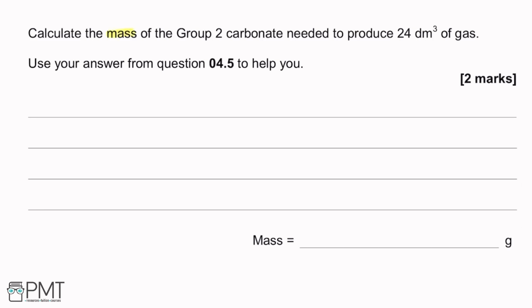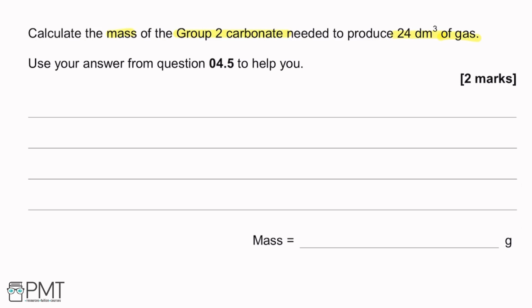Calculate the mass of the group 2 carbonate needed to produce 24 decimeters cubed of gas. Use your answer from the previous question to help you. So what that statement is telling us is that we are not going to be using the graph for this question because the scale on the graph doesn't go up to 24 decimeters cubed. So what we need to do is use our previous calculation.